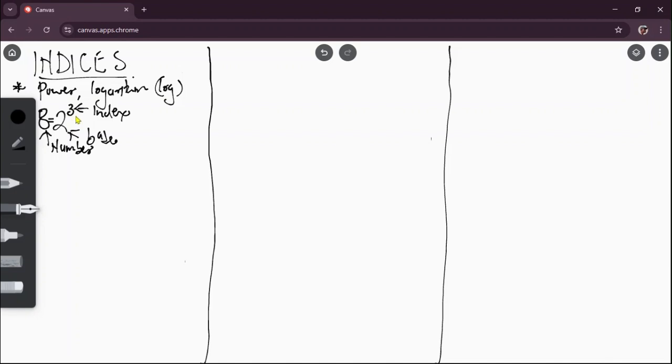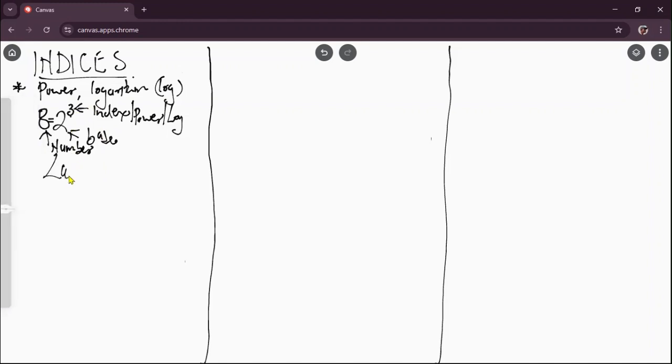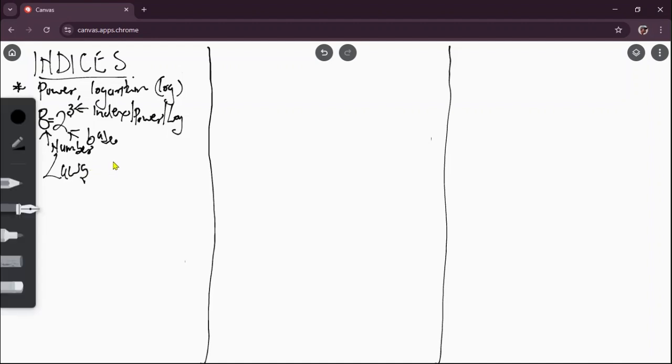I want us to talk about this power, the index, or the power, or even the log. So we have these three names. They refer to the same thing. We have some of the laws that govern the power here. I'm going to highlight them. The laws of indices. We have several laws. I'll just have a quick summary of them, but I want us to take some time on fractional indices. We see how they are applied.